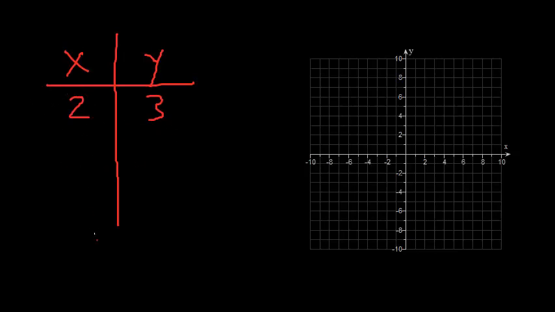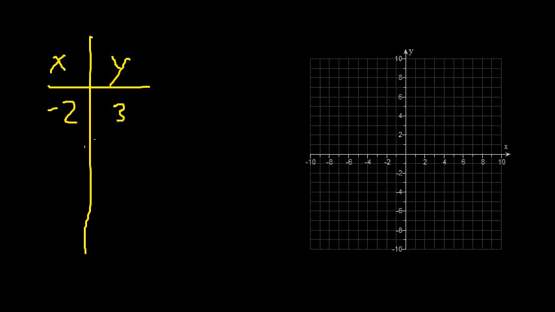Can throw in some more points here, say 3, 7, or -2, -3. I can then plot all the points in this table. 2, 3, I go to 2 on the x-axis, 3 on the y-axis, and plot that point. 3, 7, again 3 on the x-axis, 7 on the y-axis, and plot that point. -2, -3, I go to -2 on the x, -3 on the y, and plot that point.